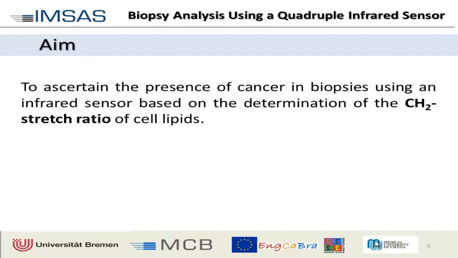So, the aim is to ascertain the presence of cancer cells in a biopsy sample by using our special infrared sensor, which is based on the determination of the CH2 symmetric to CH2 antisymmetric stretch ratio, as I will explain in the coming slides. We are mainly focused on studying the vibrational spectra of the CH2 molecule, which seems to be a very promising fingerprint for monitoring the health state of cells, tissues, and carcinogenesis.